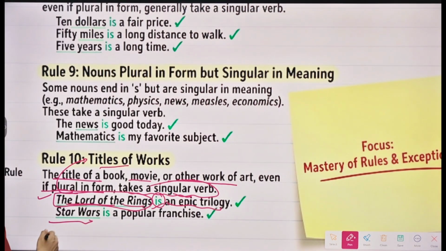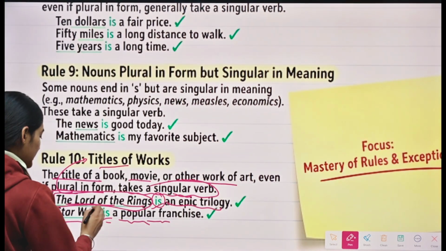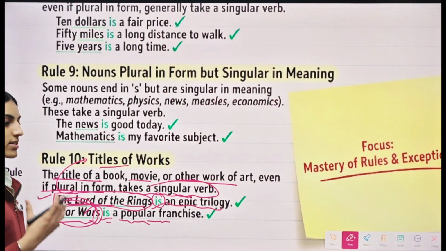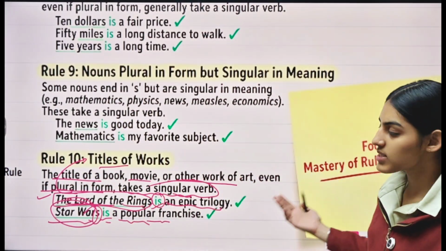Then we have: Star Wars is a popular franchise. Don't see the S over here. Star Wars is the title of a work which is done by someone, so we will use the singular form.